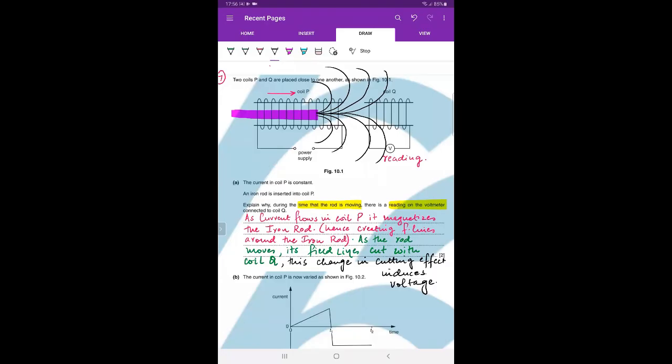So when current flows through coil P, that current magnetizes the iron rod. फिर मैंने further लिखा, hence creating field lines around the iron rod. इसके बाद, as the rod moves, these field lines will get an opportunity to cut with coil Q. And it is this change in cutting effect which is eventually going to be responsible for inducing voltage. Second part भी देख लेना.